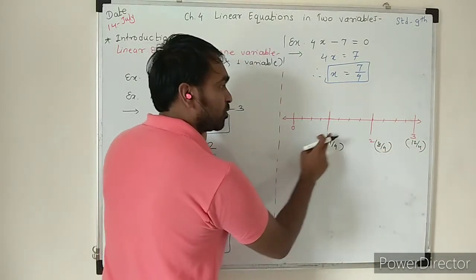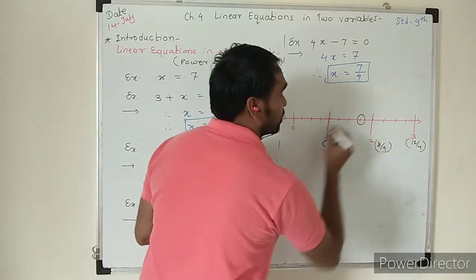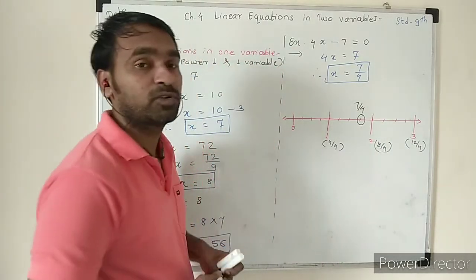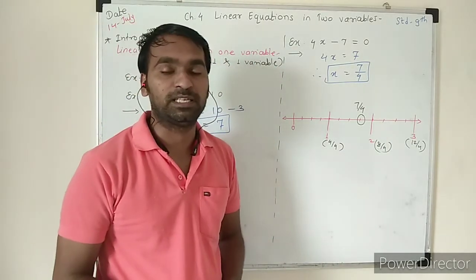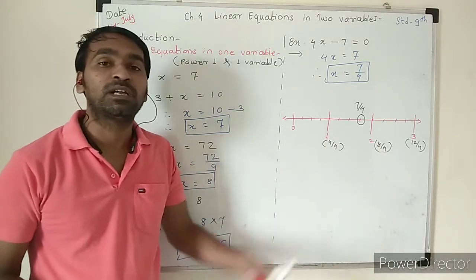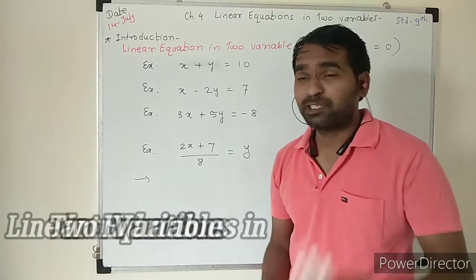So here 4 upon 4, 5 upon 4, 6 upon 4, 7 upon 4. Okay. So here 7 upon 4. This way you have to represent on the number line. Understood all of you this introduction part and how to represent on the number line? Okay.